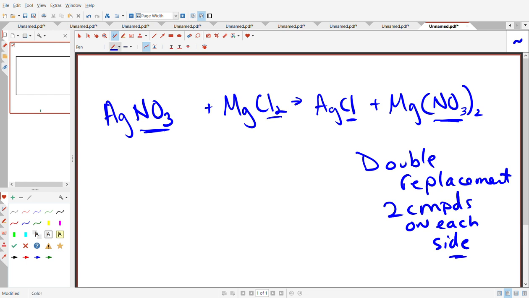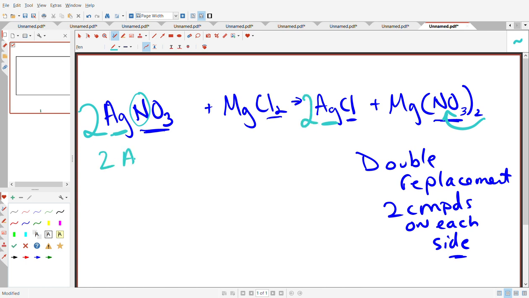So let's just look. We have Ag on the left, we have 1. Ag on the right, we have 1. So far, so good. 1 N here, but here you got to multiply. We have 2 N, so I'm going to put a 2 in front. Now my Ag changed to a 2, so I'm going to put a 2 here. So now I'm going to check.